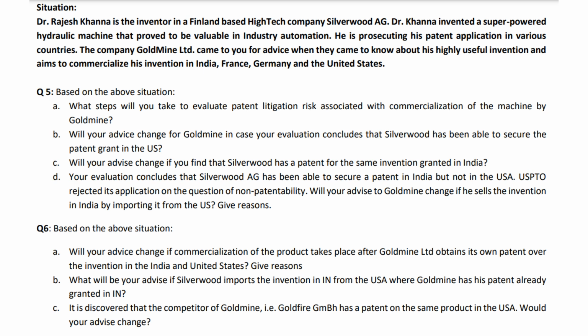Point number C to question number 6. It is discovered that a competitor of Goldmine, that is Goldfire, has a patent on the same product in US. Would your advice change? This is quite a tricky question, because here Goldmine has the rights in India while it got rejected in US, but some other company got it in US. So here you will tell Goldmine to file an opposition to Goldfire's patent on the same grounds as were raised for rejection of his invention by the USPTO. If it got rejected for Goldmine, how can Goldfire have it in US for the same invention?